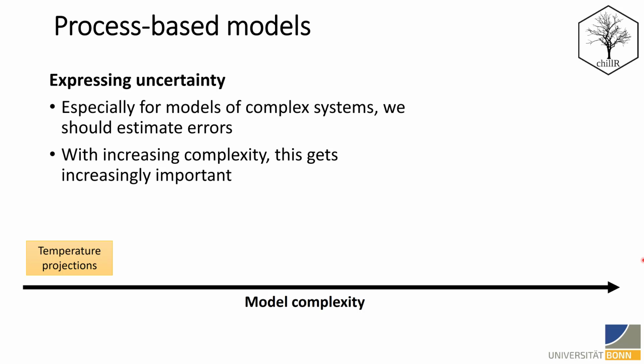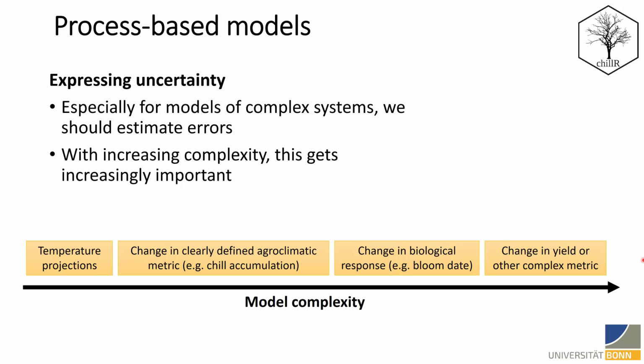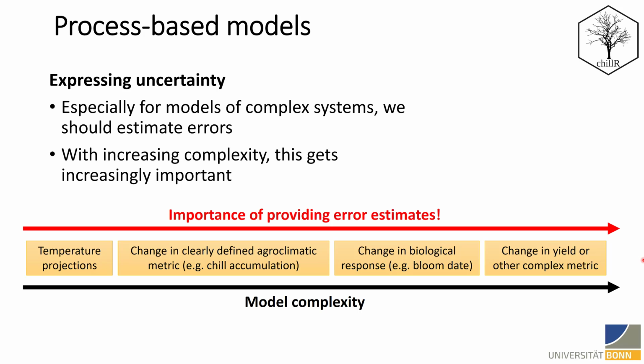So if you have model complexity illustrated here, in terms of a climate change analysis, which is what this overall presentation is about, you have, of course, temperature projections, so not so complex. Then from these projections, you can calculate some very clearly defined agroclimatic metrics, for example, the chill accumulation, the number of chill portions, or the number of days above 30 degrees Celsius or whatever it may be. But then you can also move into the biology. You can try and predict changes in biological responses like bloom dates, etc., or possibly project changes in yields or other complex metrics. And of course, the more complex this gets, the more uncertainties we really have to add here. And so the importance of providing error estimates really goes up the more we go over to the yield side.